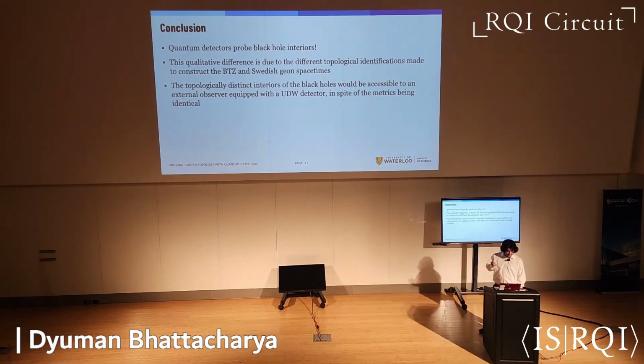So we found that quantum detectors do probe black hole interiors, and the qualitative difference is due to the different topological identifications made to construct these two spacetimes. And these distinct interiors would be accessible to an external observer, even though the metrics are identical outside of the event horizon.